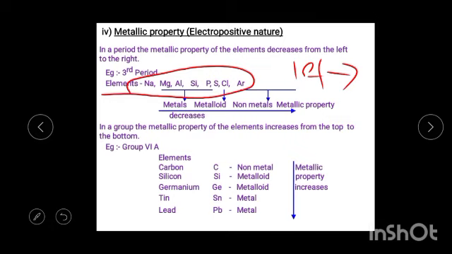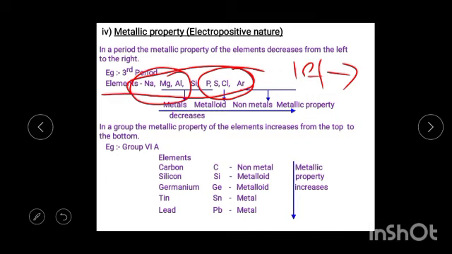So if you check here, you can see the third period elements. Sodium, magnesium and aluminum are metals. Silicon is a metalloid. Metalloids are substances which show both the properties of metals and non-metals. And phosphorus, sulfur, chlorine, argon are non-metals. So we can say that the metallic property decreases along a period.